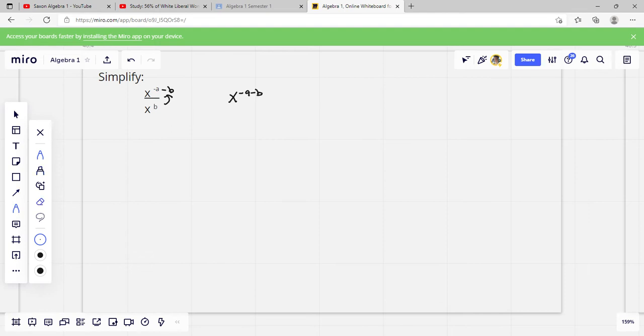If we move them to the bottom, we would have plus a. So we could have 1 over x to the b plus a, or a plus b. Right? Those are equal to each other. Both of those are valid answers as well.